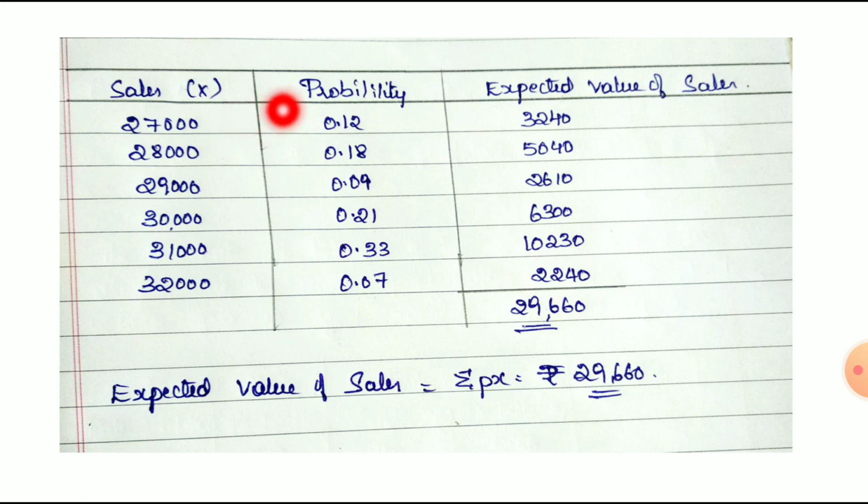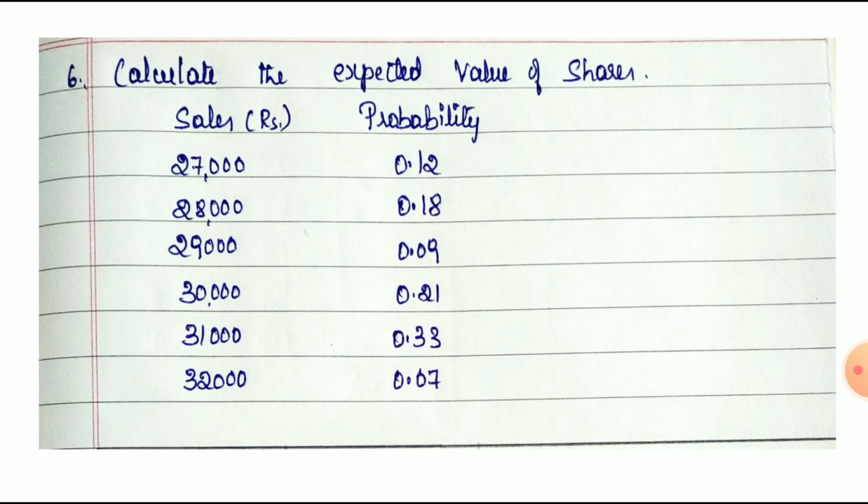Sales 27,000 into 0.12, so the expected value of sales is 3,240. 28,000 into 0.18, 5,040. 29,000 into 0.09, 2,610. 30,000 into 0.21, it is 6,300. Then 31,000 into 0.33, it is 10,230. Then 32,000 into 0.07, it is 2,240. So the expected value of sales is rupees 29,660.